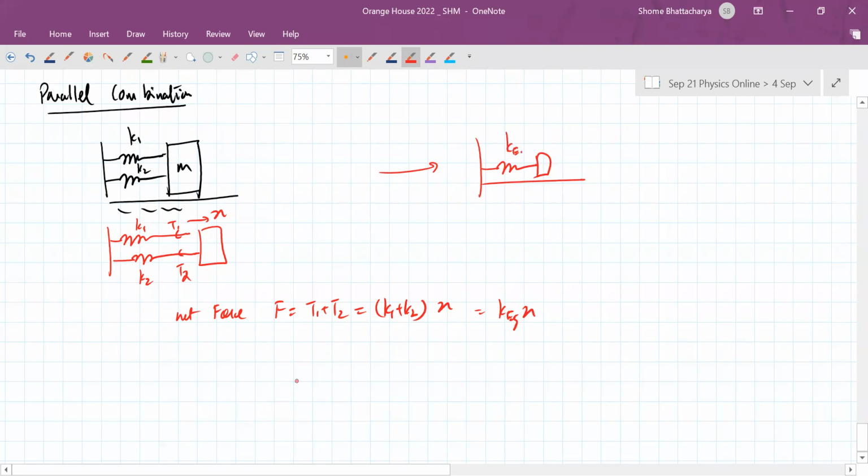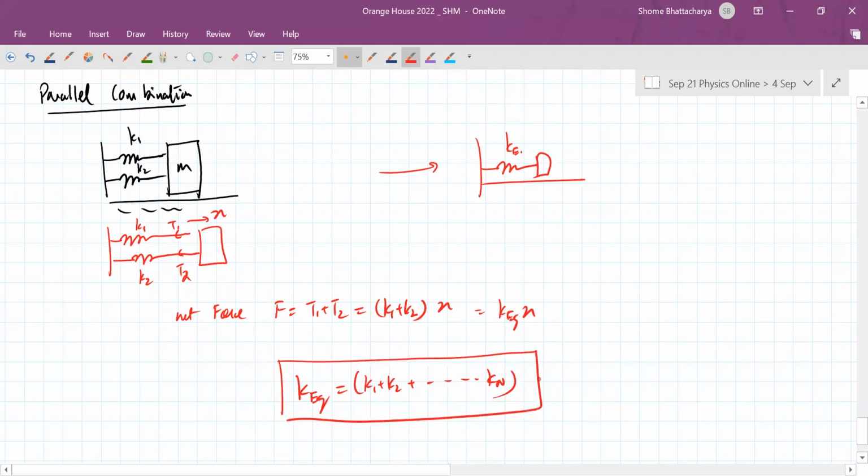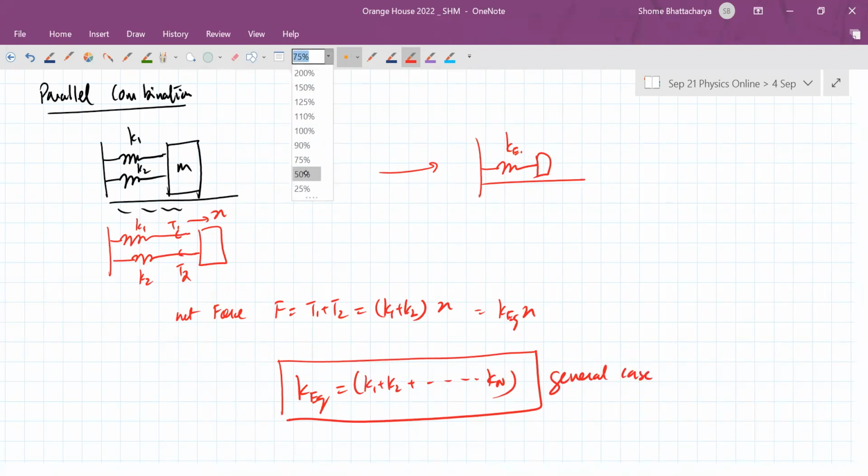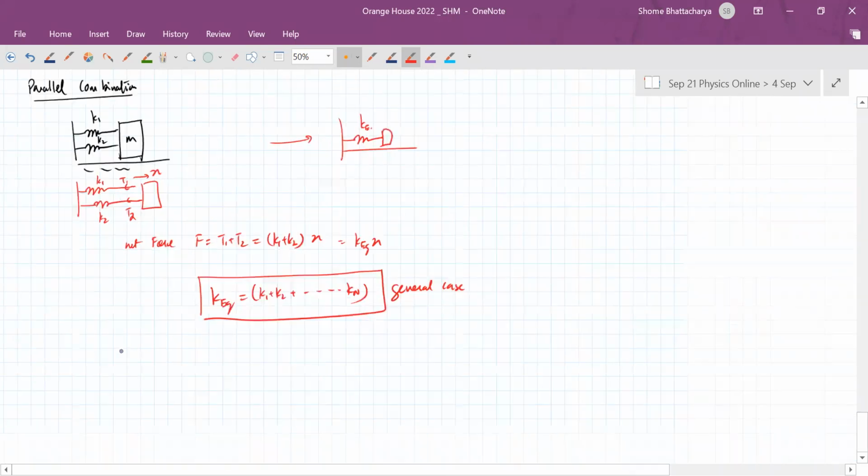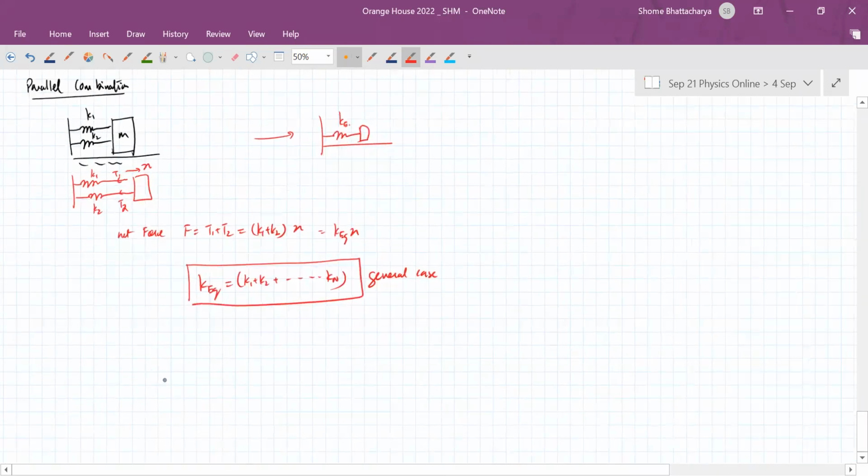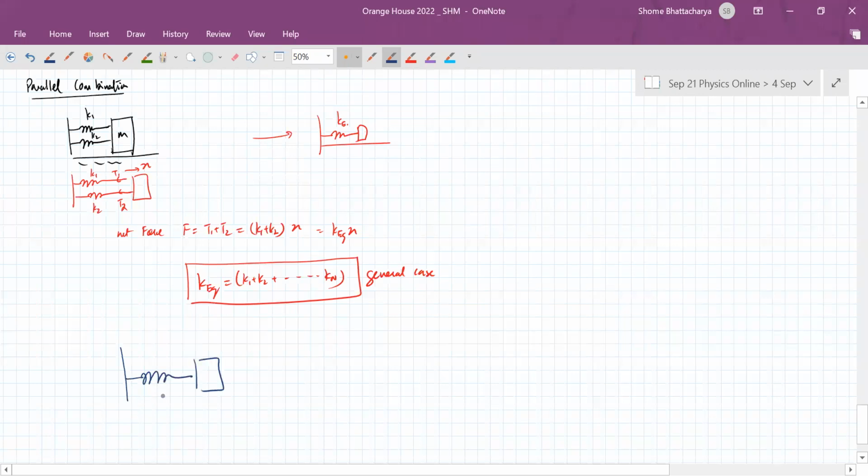So in parallel combination, equivalent spring constant in general, whatever number of springs we have connected, it becomes like this. Now, one more situation we should keep in mind for parallel combination is if we connect springs from either side. This is not a series combination. This is also a parallel combination.